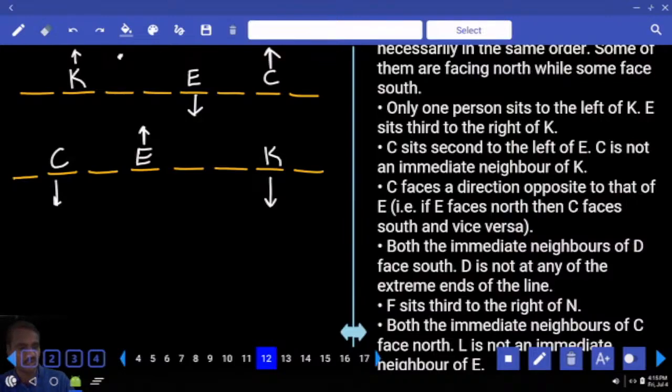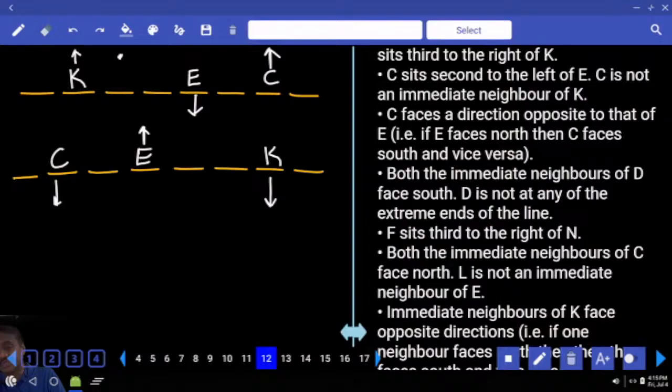Then next one: both the immediate neighbors of D face south. Now can you have D at this place? Both immediate neighbors of D means D cannot be at the extreme end. Can you have D at this place? No, because one of the neighbors is facing north. Can you have D here? No. Here? No. What is the only possibility? D is facing south. Coming back to this one, D cannot be here, here, here, or here. What is the only possibility we have? D is here, and the immediate neighbors are facing south.